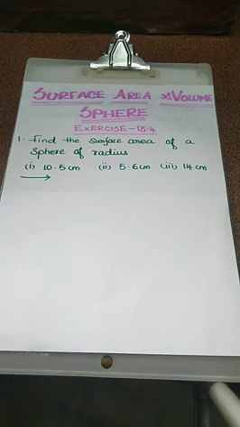What is the CSA of a sphere? That is 4 pi r square units. And TSA of a sphere is 4 by 3 pi r cubic units.